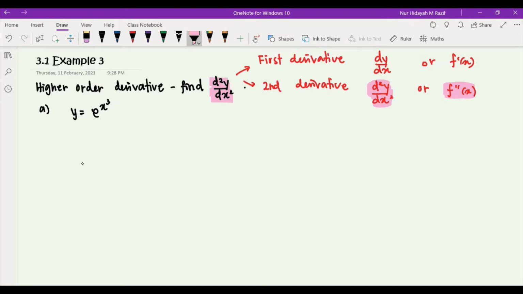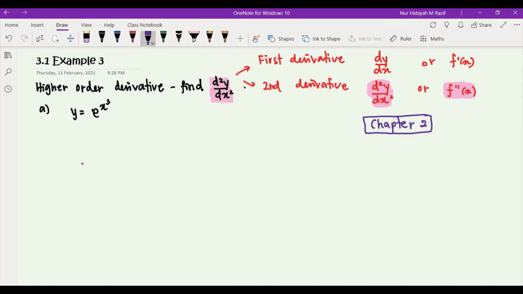Jadi cara apa yang kita nak guna? The method that we are going to use are just the same as what you have learned in chapter 2. So if you have problem with the rules and the techniques of differentiation, so please go back to chapter 2 and do your revision. Okay, dalam chapter 2 kita dah belajar ada beberapa rule. So kita hanya akan gunakan rule tersebut berdasarkan keadaan yang memerlukan lah.